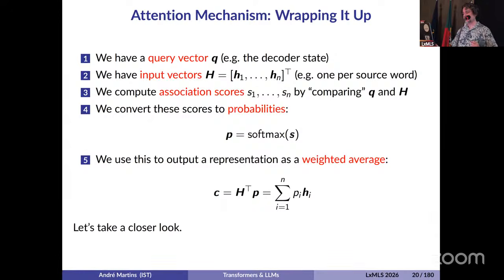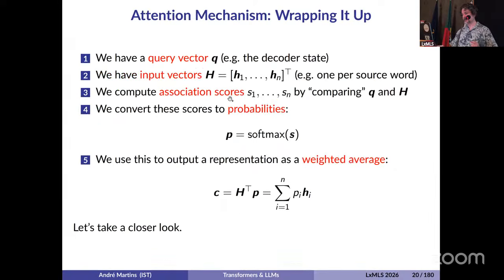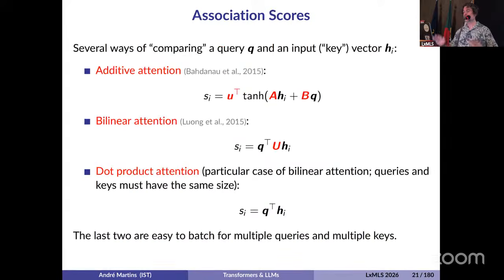So let's take a closer look at some of these steps. So let me go to this step where we need to compute the association scores by comparing the query with H. There are several ways in which this can be done. In the original attention paper by Bahdanau, they did it in a way that was too complicated, actually. So they had a small feed-forward network where Hi, so each of the input vectors that they want to compare against, and the query were provided as inputs of this small feed-forward network. And they had to learn these parameters in red, and as a result, they got a score back.